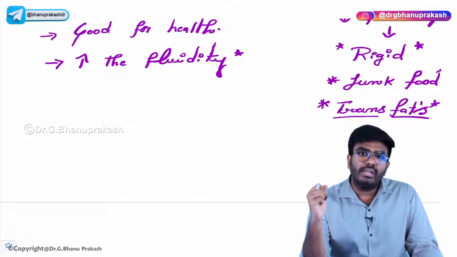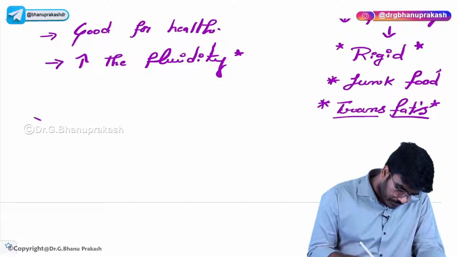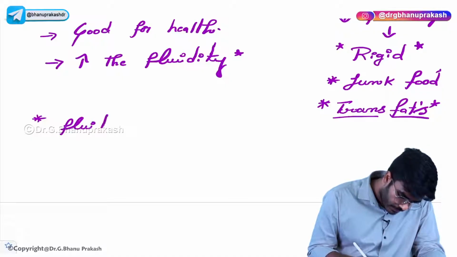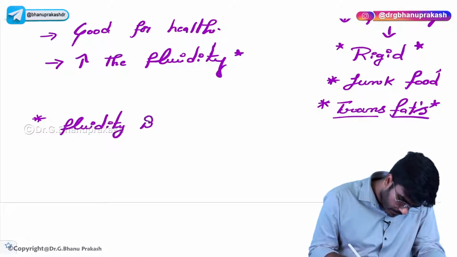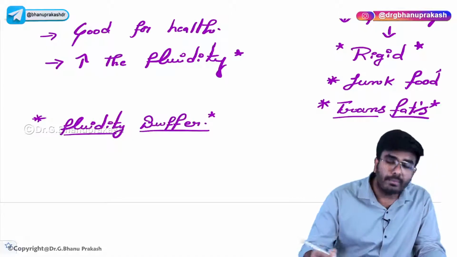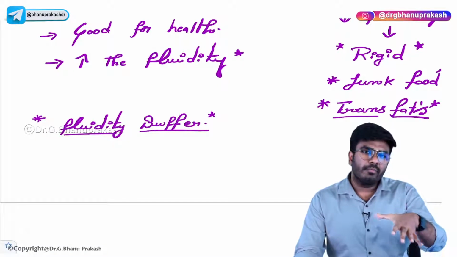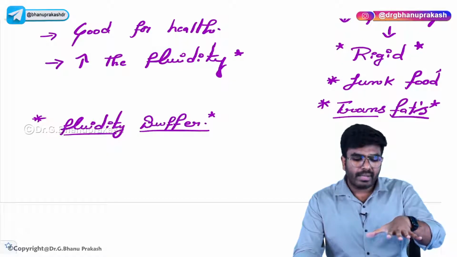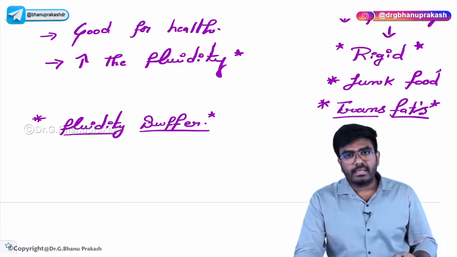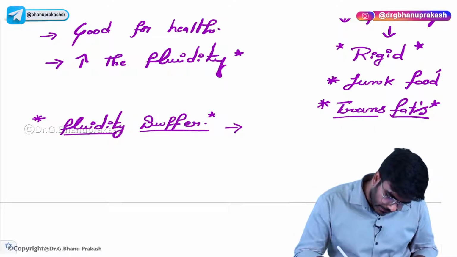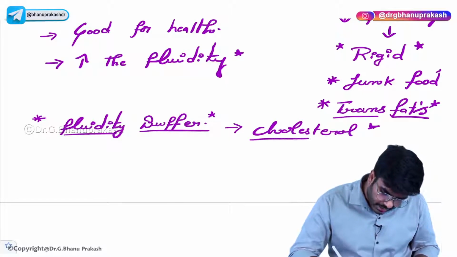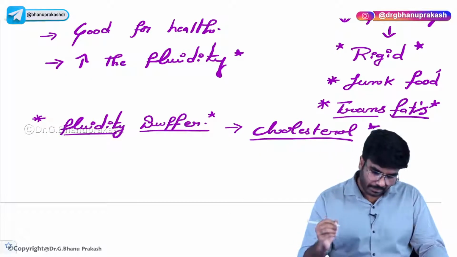Now after discussing fluidity, let's talk about an important MCQ which came in the exam. Fluidity buffer. Which substance is acting as a fluidity buffer in the cell membranes? What does it mean by fluidity buffer? For example, when a cell membrane is getting more and more rigid, this substance will bring the fluidity back to normal. So the fluidity buffer in the cell membrane is maintained by cholesterol. Very important MCQ. Cholesterol in the cell membrane is acting as a fluidity buffer.